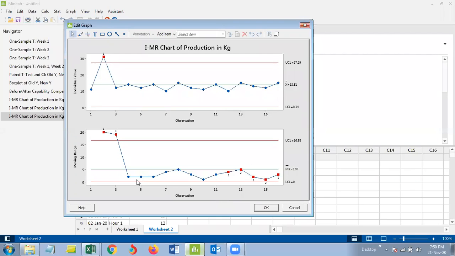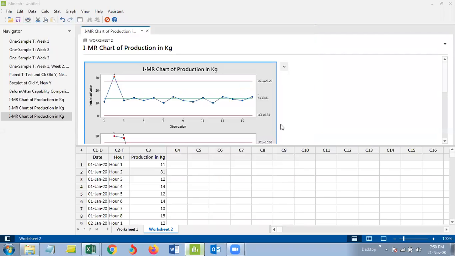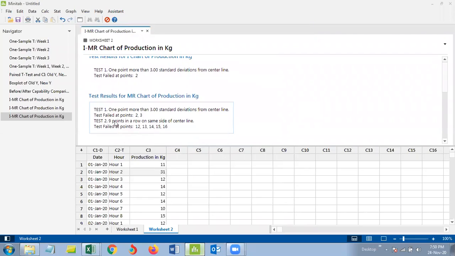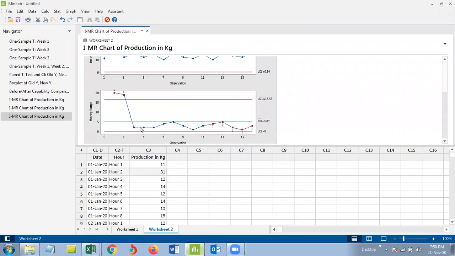What is the rule being violated? You'll be able to see that. When you go down here, it tells you: 9 points in a row on the same side of center line. Consecutive 9 points in a row. Let's have a look at it. 1, 2, 3, 4, 5, 6, 7, 8, 9. Ninth point. You leave one, then from here, 9 points. You leave another, 9 points, 9 points, 9 points.